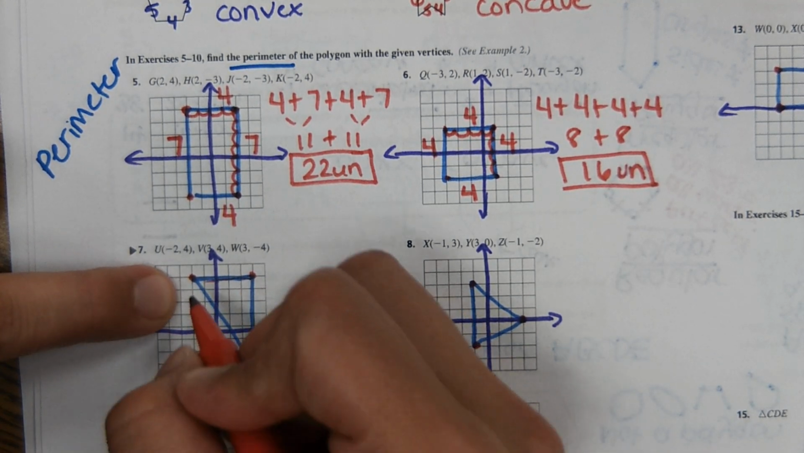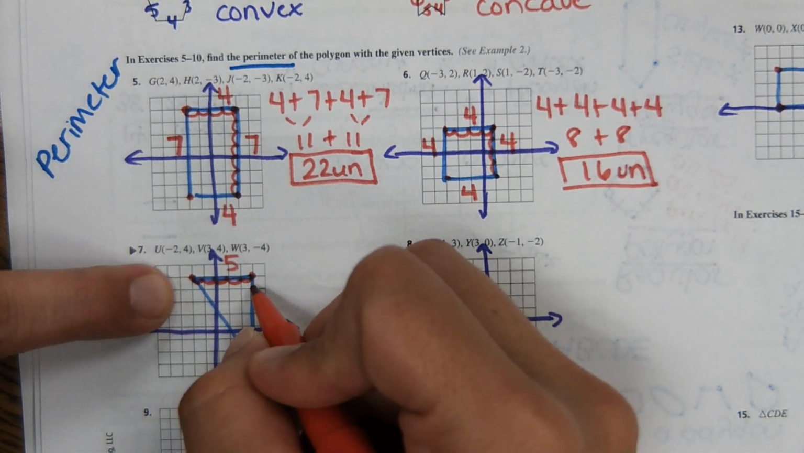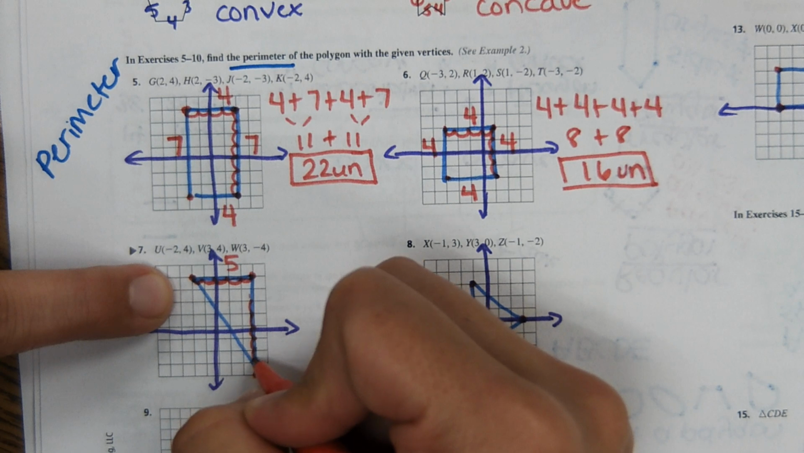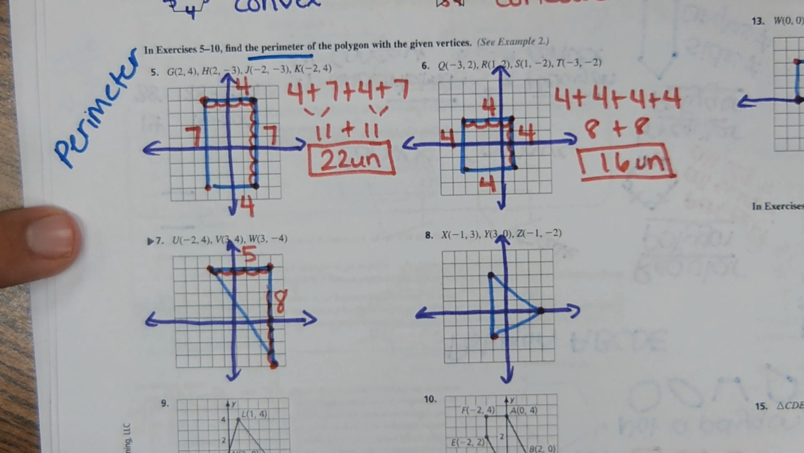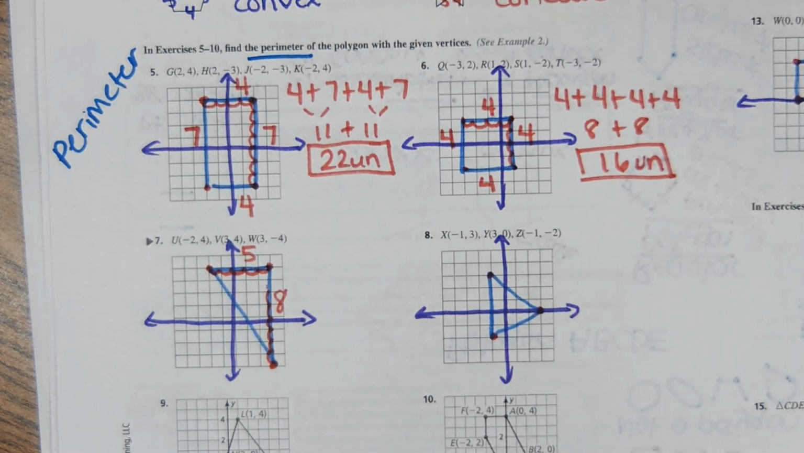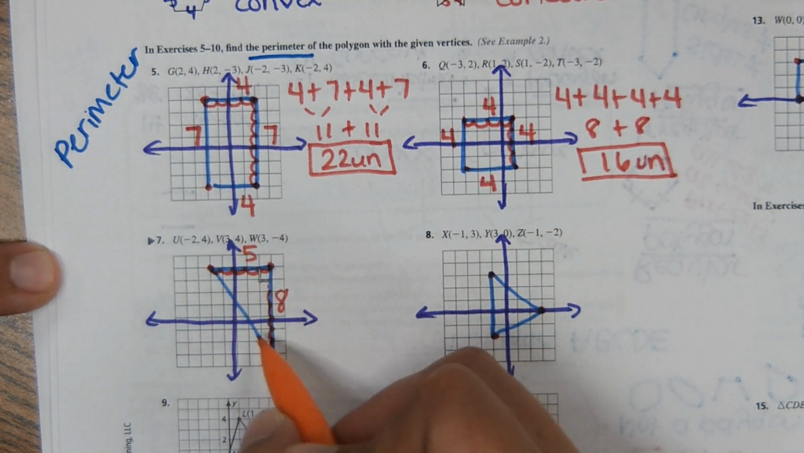So I'm going to count the length of this. 1, 2, 3, 4, 5. 2, 3, 8. And then to find this length, they gave me a right triangle, which is convenient because I can just use these dimensions to find this length.